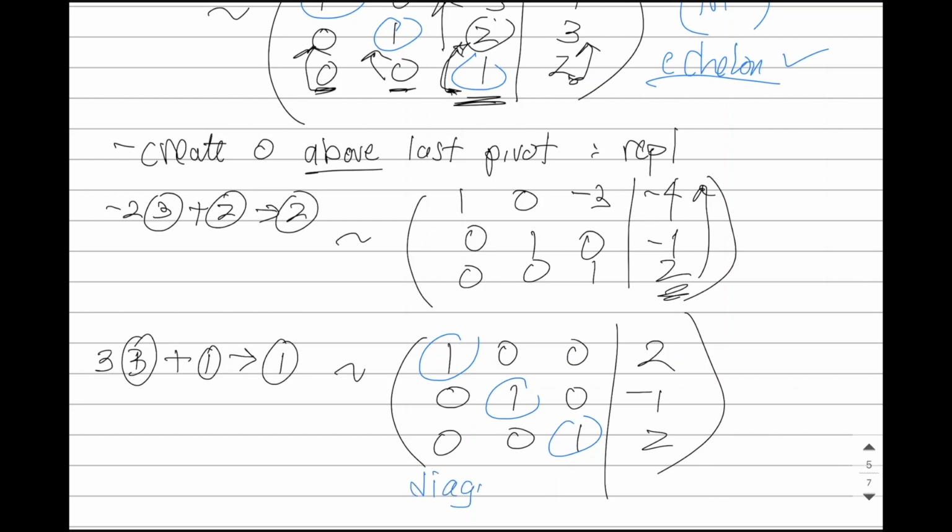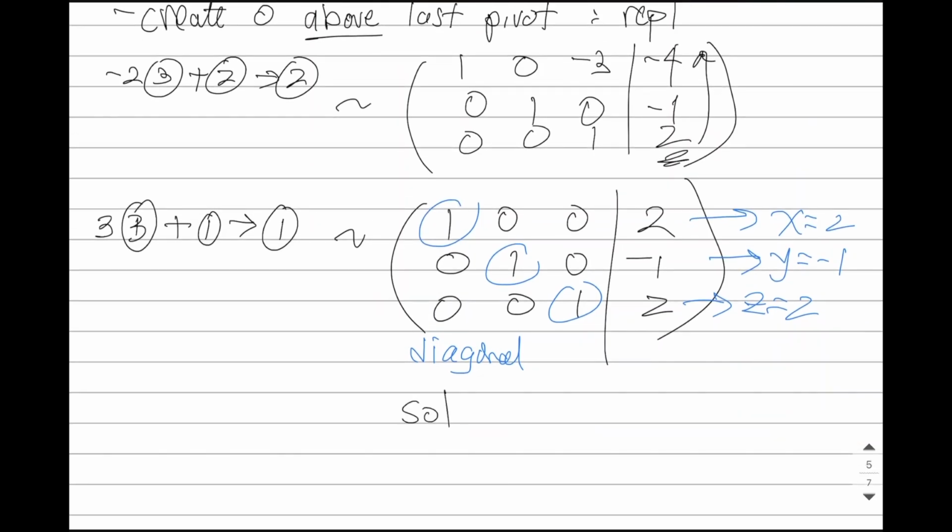It's diagonal. It's so easy to read the answer off. Z is 2, Y is -1, and X is 2. I can see there's only one solution. So the solution set is 2, -1, and 2.